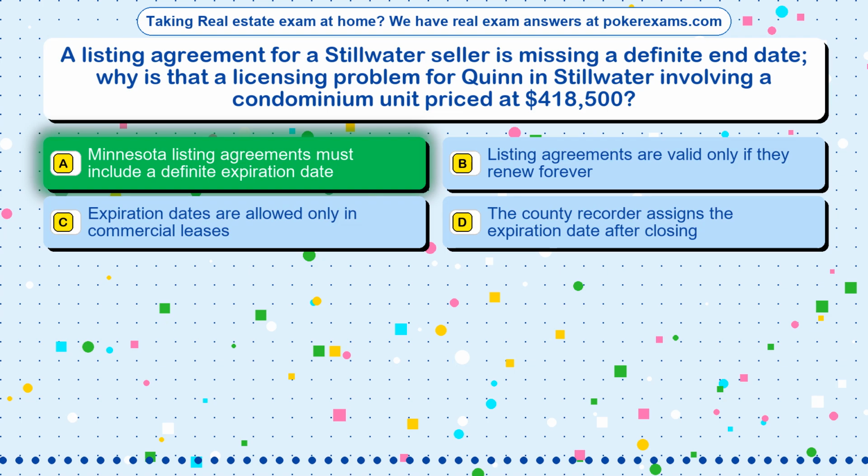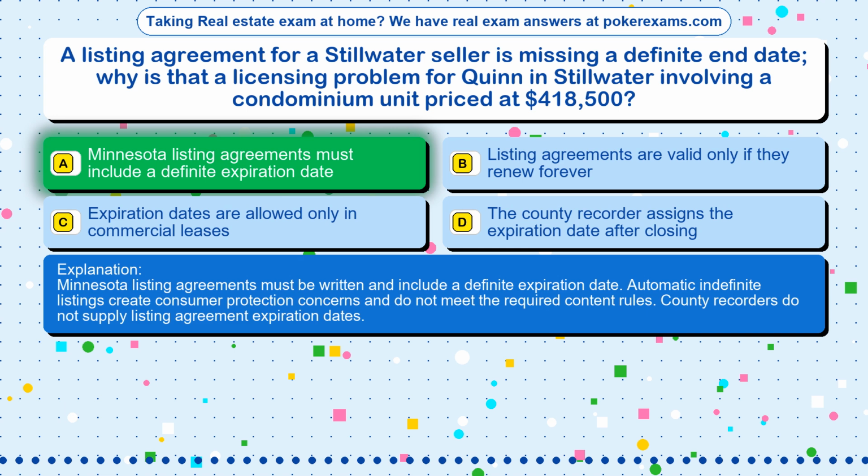The correct answer is option A. Minnesota listing agreements must include a definite expiration date. Minnesota listing agreements must be written and include a definite expiration date. Automatic indefinite listings create consumer protection concerns and do not meet the required content rules. County recorders do not supply listing agreement expiration dates.